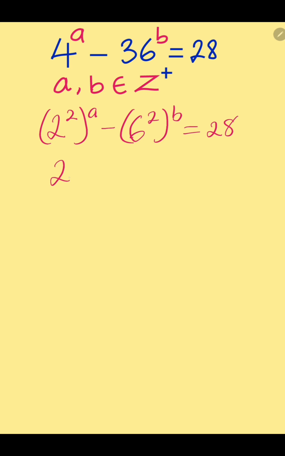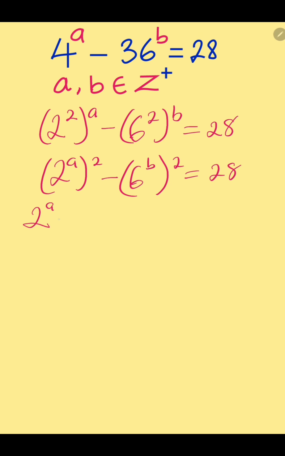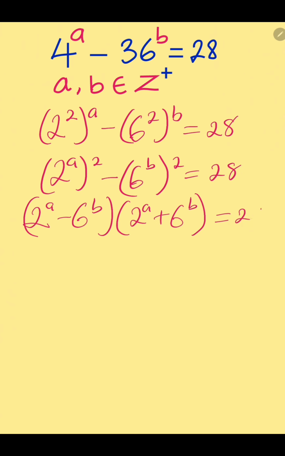Now, this can be seen as (2^a)^2 - (6^b)^2, everything equal to 28. Am I right? Now, 28 is the value we get when we subtract (2^a)^2 minus (6^b)^2, right? So this is now a difference of two squares. So you can write it as (2^a - 6^b)(2^a + 6^b) = 28.